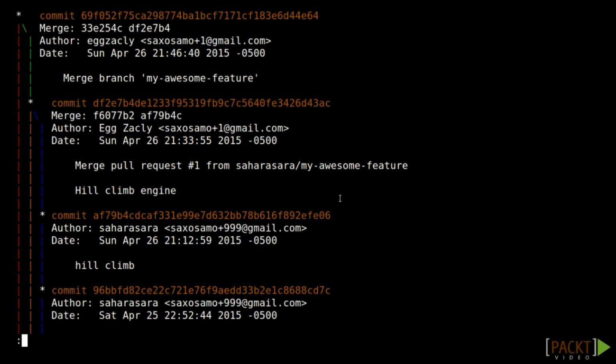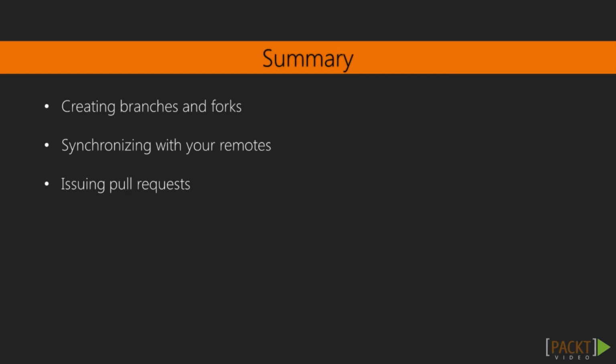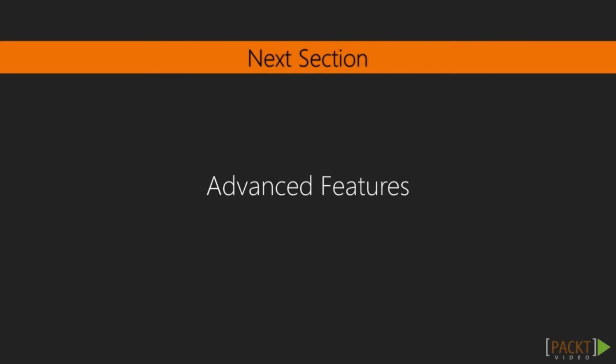That's it for today's talk on pull requests. In this section, we have seen how to create branches and forks, how to stay synchronized with our remotes, and how to issue pull requests. Join us for our next section, where we'll cover some of Git's more advanced features.